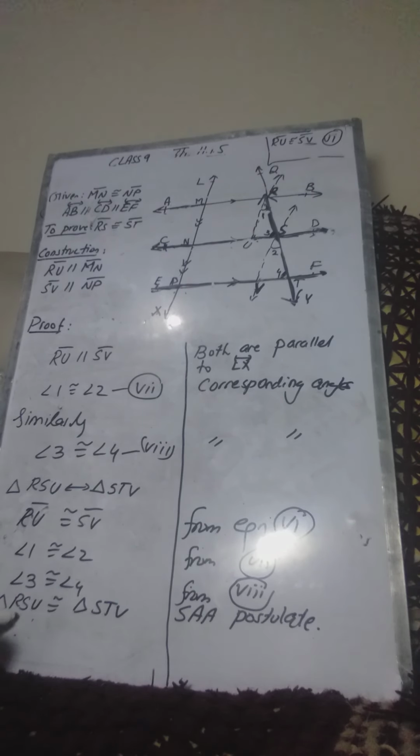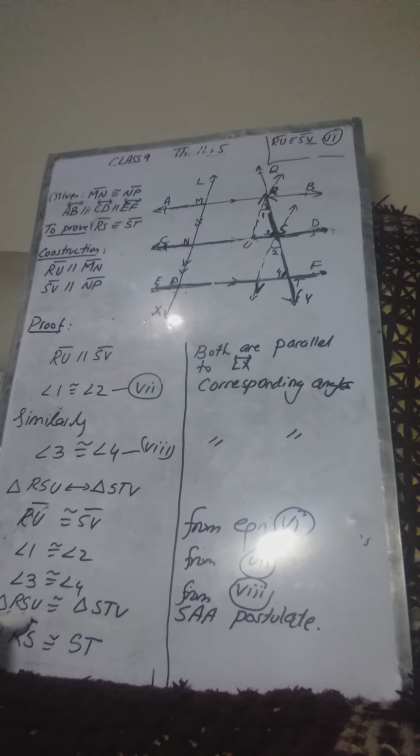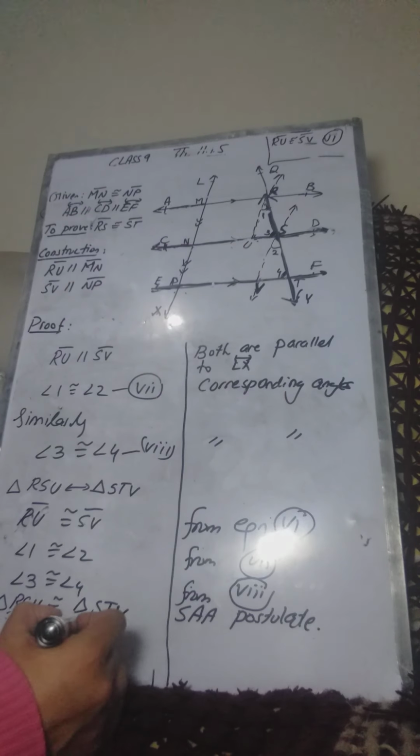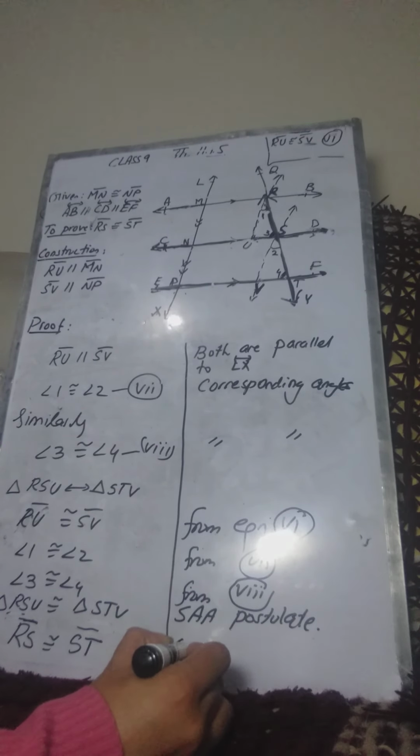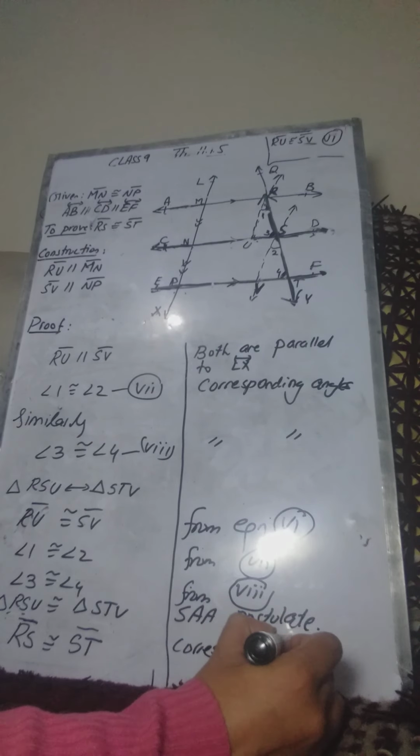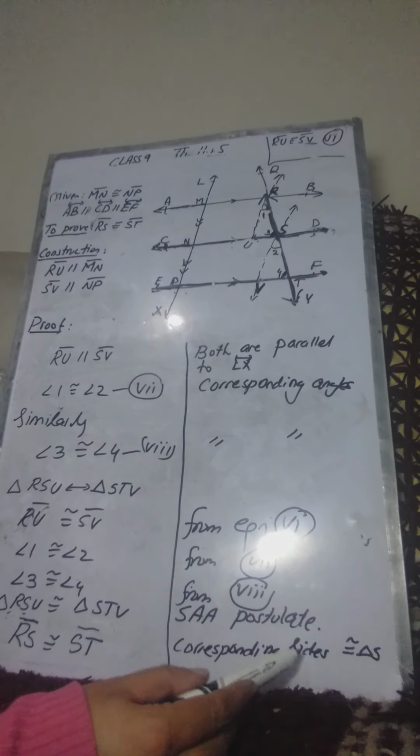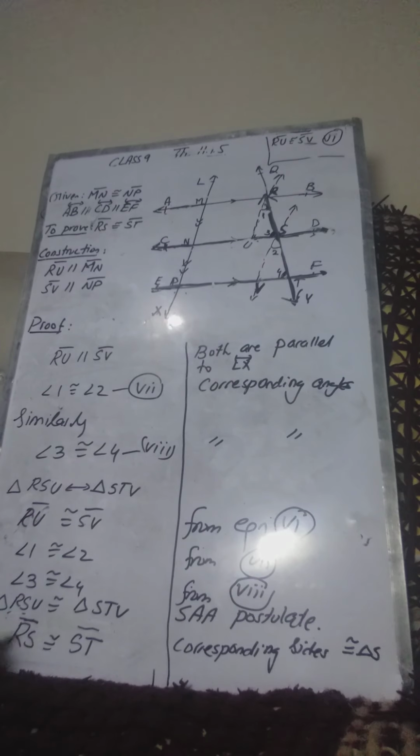Now if you observe, RS corresponds to ST, so RS will be congruent to side ST because these are corresponding sides of congruent triangles. Corresponding sides of congruent triangles. So RS is congruent to ST, and that is what we needed to prove.